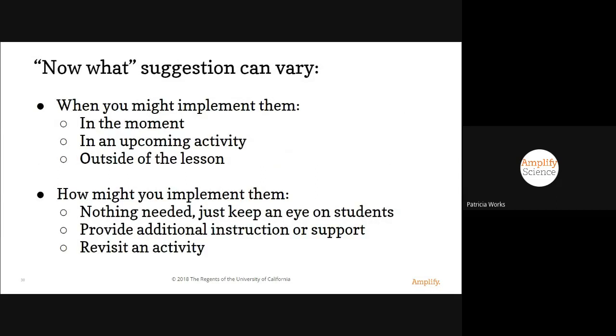The now what suggestions can really vary. They may vary as to when you implement them, right then in the moment, in an upcoming activity, or a suggestion for outside the lesson. And they may also vary in how you might implement them. They may tell you nothing's needed right now, just keep an eye on this student. They may suggest additional instruction or support, or give you targeted suggestions for revisiting an activity with some new questions.